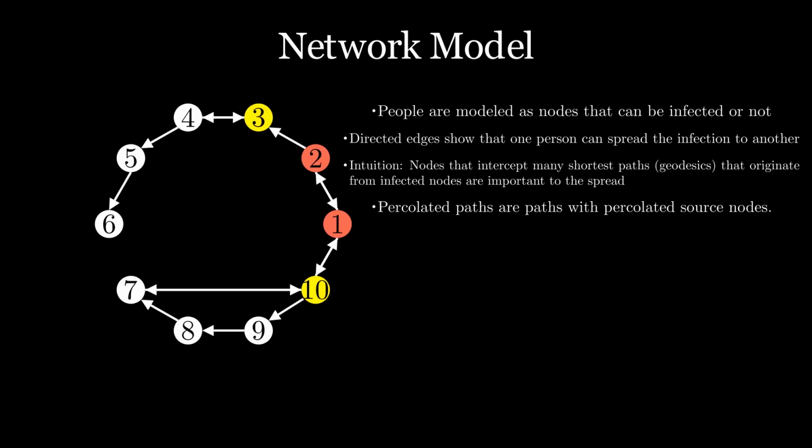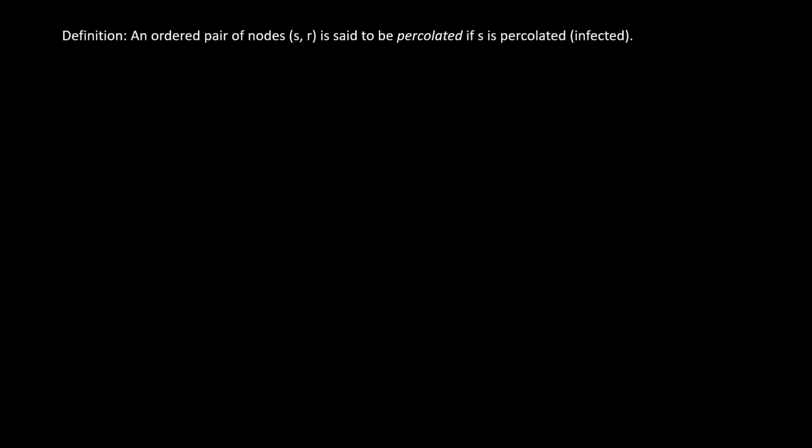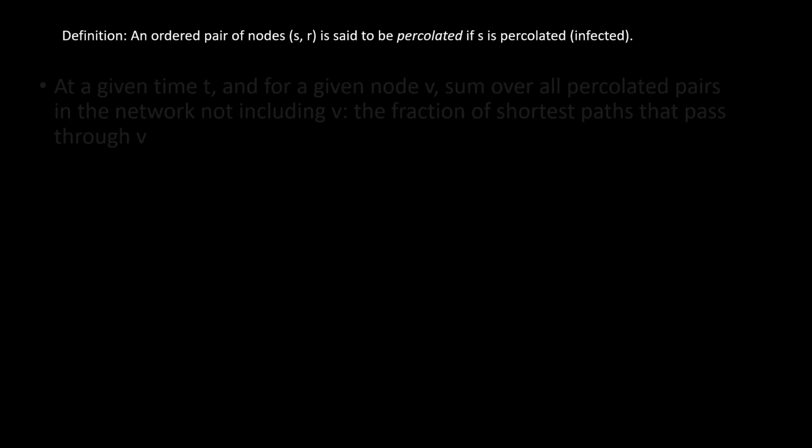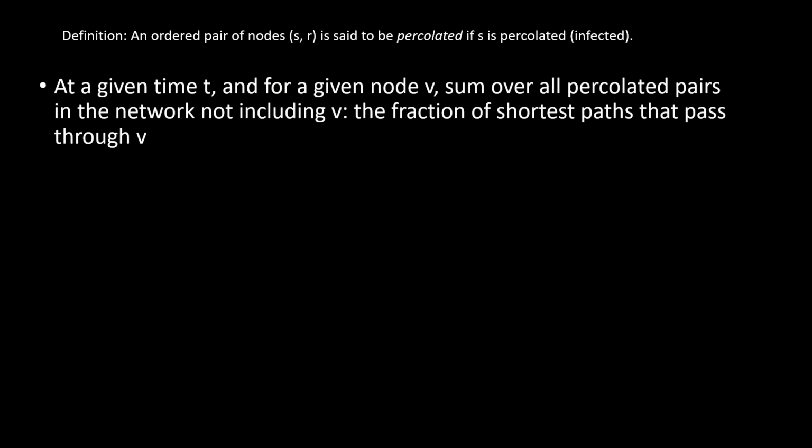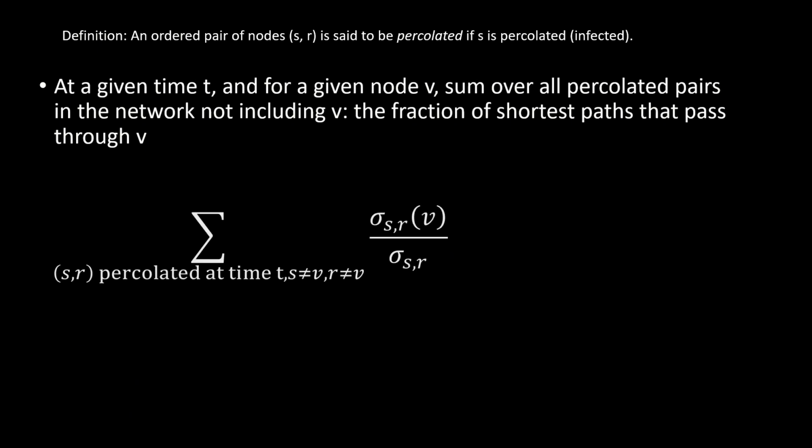One way we can define the importance of a node V based on these ideas is as follows. Defining a percolated pair to be an ordered pair of nodes where the first node in the pair is percolated, at a fixed time t for our network, we can sum over all percolated pairs of nodes, S, R, that do not include our node of interest, V, the fraction of shortest paths from S to R that pass through V.